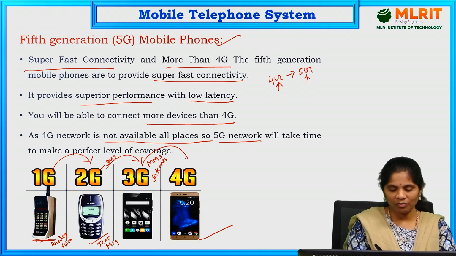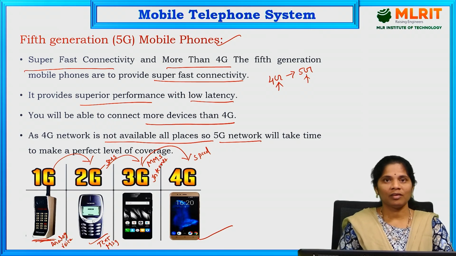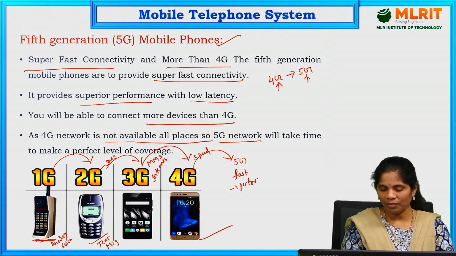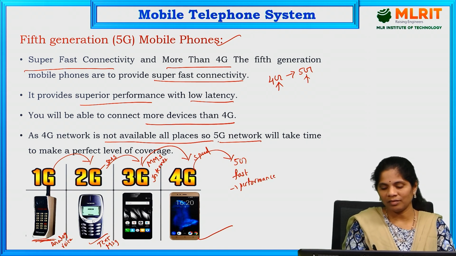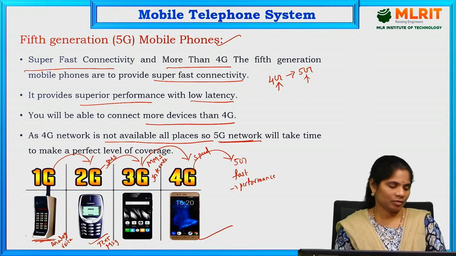And coming from 3G to 4G, the speed is very high. At the same time, we are providing different services like voice and data. From 4G to 5G, the connectivity is super fast, and performance is also very good. Wherever we want to use an internet connection, we can use the 5G network, at any place. That is about the 5G network.